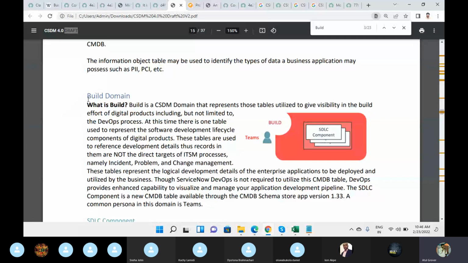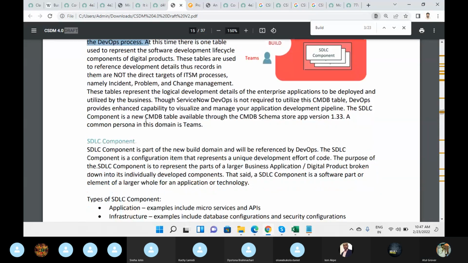ServiceNow says that build is the term which comes from DevOps. My developer is doing development and doing the check-in of their code, and the deployment team or the DevOps team is doing the deployment for the same. So this says build a CSDM domain that represents the tables utilized to give visibility in the build effort, but not limited to DevOps only. Okay, I'll not go much in depth.